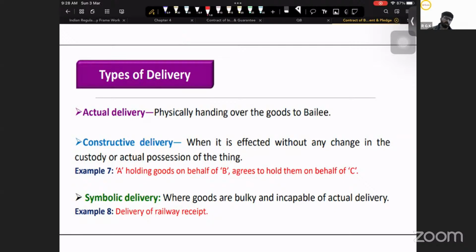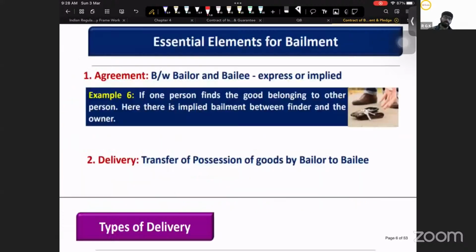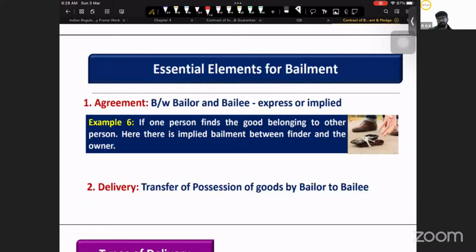However, all these things are not very relevant here for this particular discussion. You just keep in mind there should be delivery of goods. That's it. Delivery means transferring the possession. Special property is getting transferred. Possession is getting transferred. Transfer of possession of goods by bailer to bailee. This is what is getting discussed.